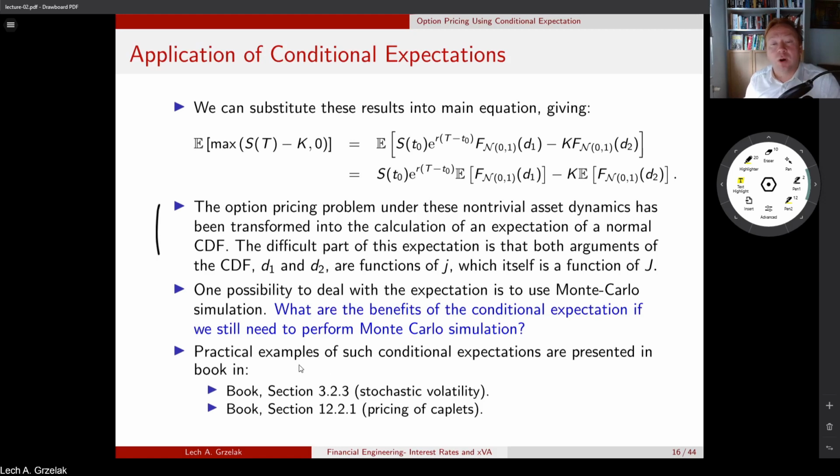If you're interested more in the practical aspects of conditional expectations, then I would refer to the book. We have two elements which are quite nice, in chapter 3 and chapter 12. Chapter 3 is about stochastic volatility, how to extend what we have just discussed to stochastic volatility. And in chapter 12, the tower property is used for pricing of couplets.